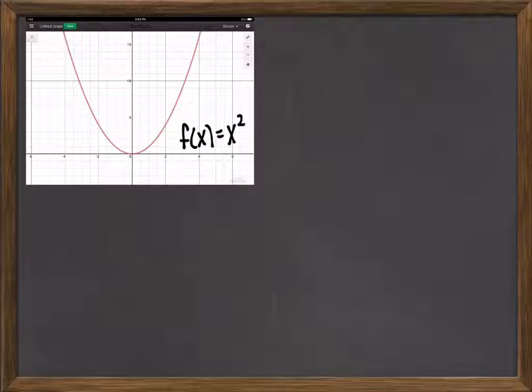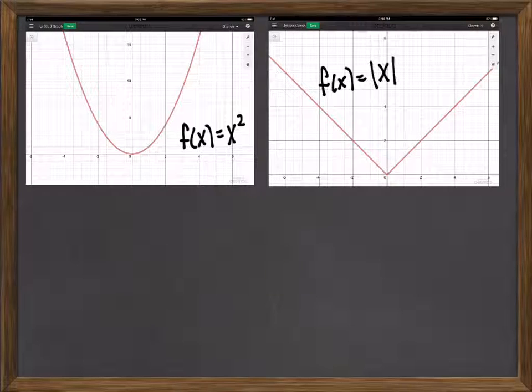It has a U-shaped graph. It's centered around, starting its bottom point is at 0, 0 at the origin. And so you have a U-shape for x squared. The second one is absolute value. Absolute value also has its low point at 0, 0. And it has a V-shape to its graph.